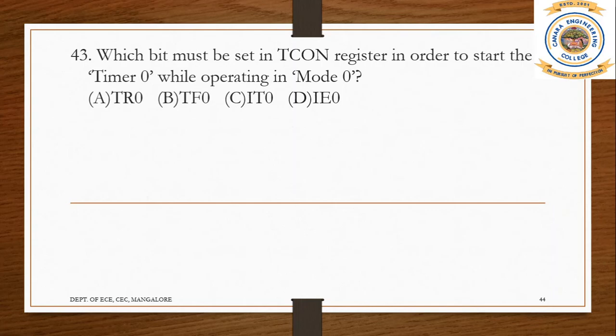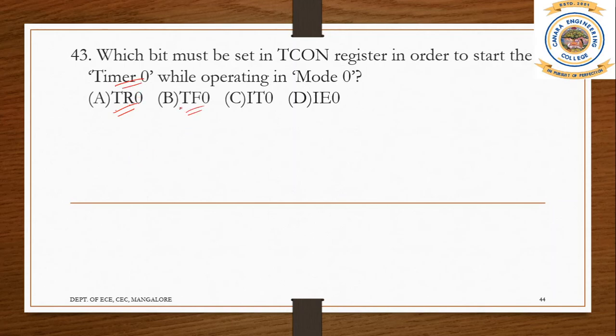The next question is based on timer control. Which bit must be set in the timer control register in order to start timer 0? So start timer 0 or timer 1, in any mode. This is a specific question. Generally, to start a timer in any mode, any timer, timer 0 or timer 1, TR is used. TR stands for timer run. So TR0 is for timer 0. So here the answer is A.